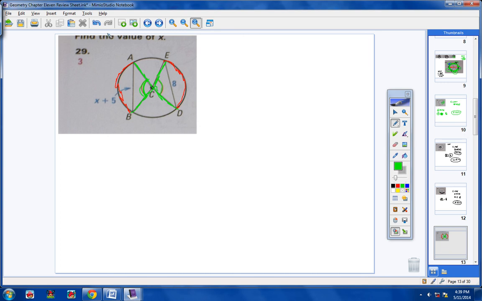So think about it. If I have two central angles that are congruent on the same circle, then their arcs are going to be congruent. So I definitely know that arc AB is congruent to arc ED. And we have a theorem that says when two arcs are congruent, then their corresponding chords will be congruent. So chord AB will be congruent to chord ED. So I can definitely state that x plus 5 equals 8. Now bring the 5 over and make it a negative 5, and x equals 3.